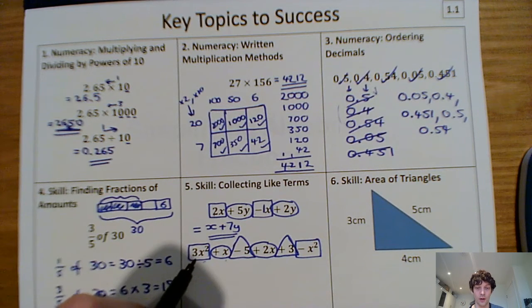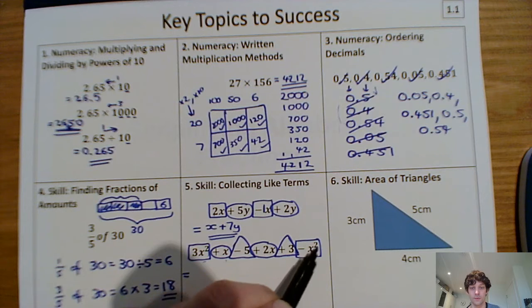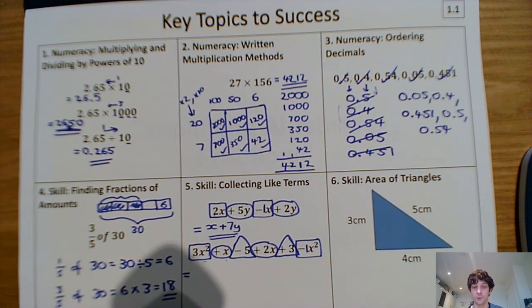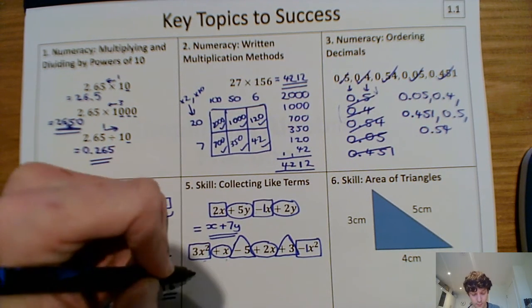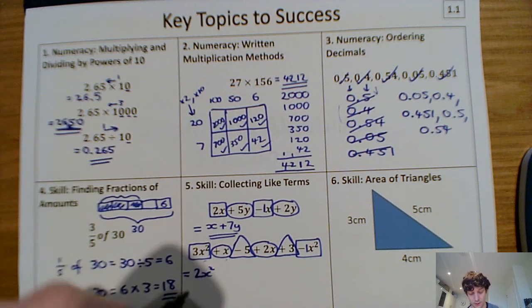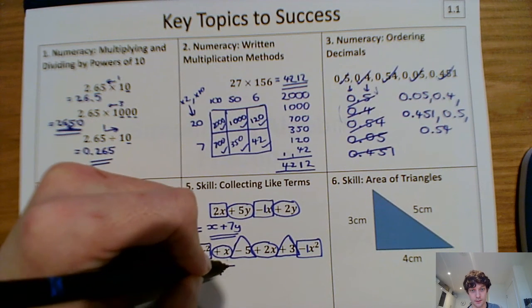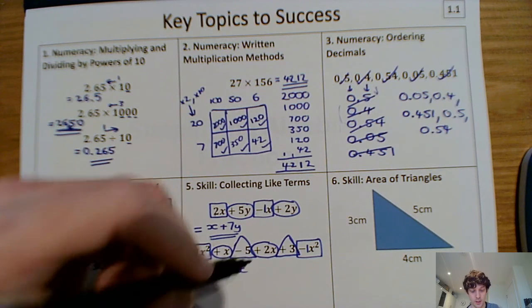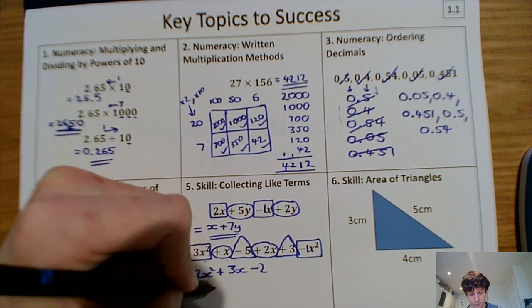I start off with 3x squared. What other boxes have I got? I've got a rectangle here. So 3x squared minus 1 lot of x squared. It's just 1 lot of x squared because there's no number written in front. So that gives me 2 lots of x squared. x plus 2x gives me 3x, minus 5 plus 3 gives me minus 2.